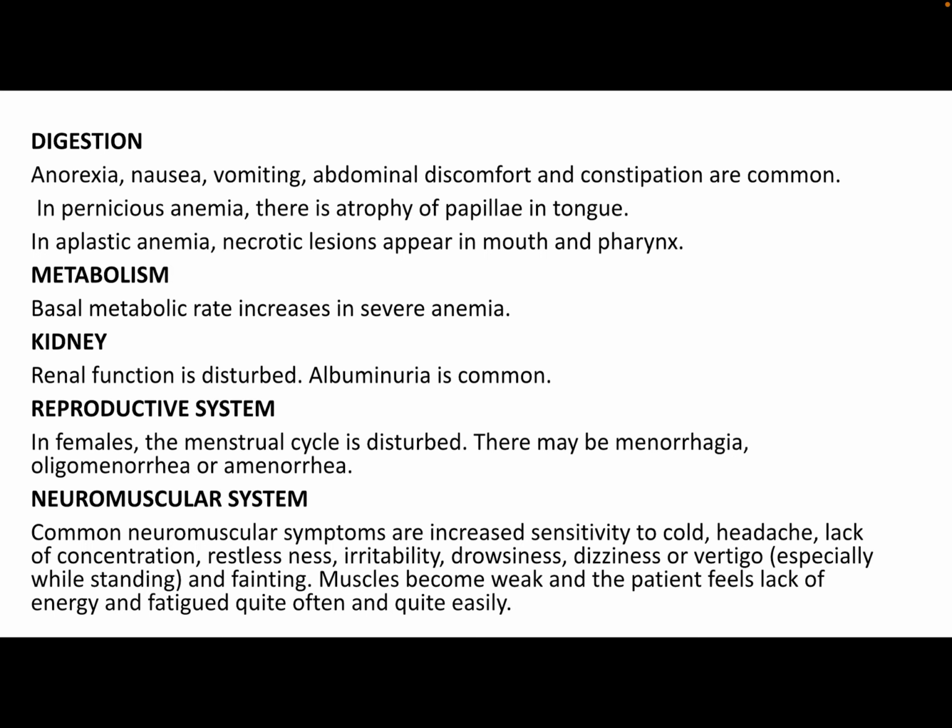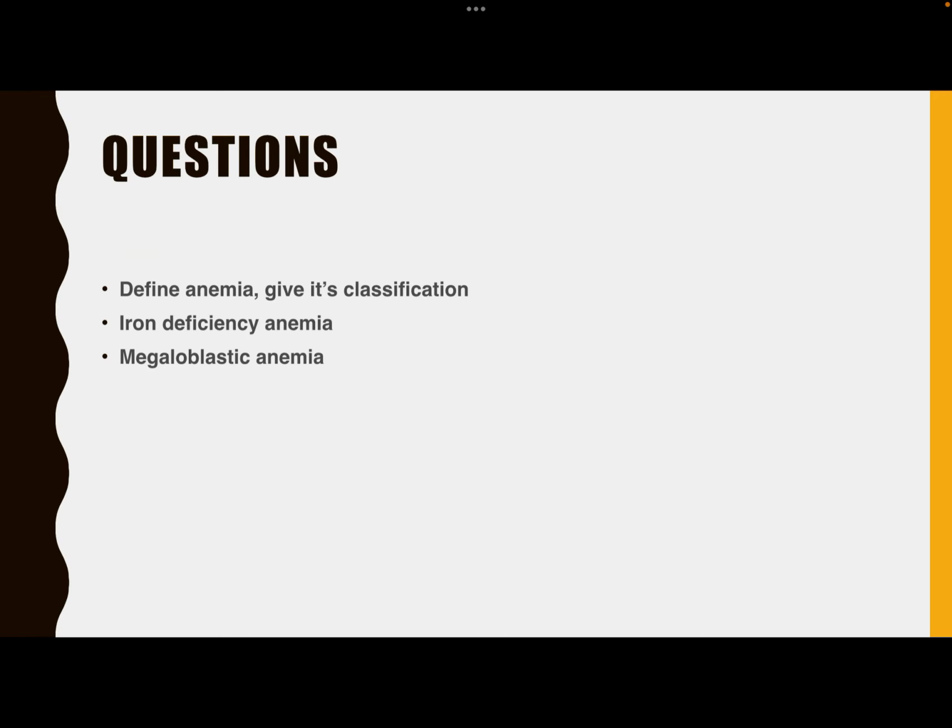In the reproductive system, the menstrual cycle is disturbed in females, and there might be menorrhagia, oligomenorrhea, or amenorrhea. And in the neuromuscular system, there is increased sensitivity to cold, headache, lack of concentration, restlessness, irritability, drowsiness, dizziness or vertigo, and sometimes they show fainting while standing, and muscles become weak, and the patient feels lack of energy and fatigue quite often and quite easily.